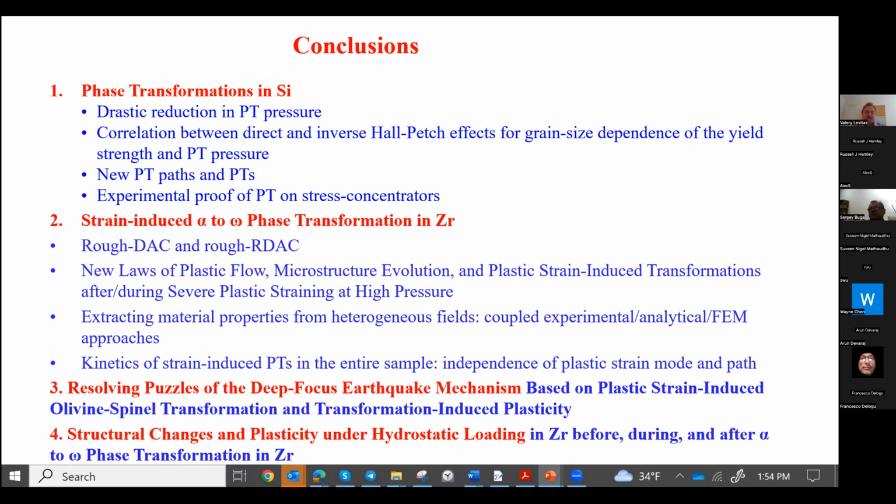The main message is that I believe this is a new field of multidisciplinary research: in situ study of plastic strain-induced phase transformation and microstructure evolution. And now we have first laws in this field, some hypothetical but supported mechanisms, some theory. And it has various applications in many fields, and various communities may be interested in this field. And I hope that it will be further developed. Thank you for your attention.